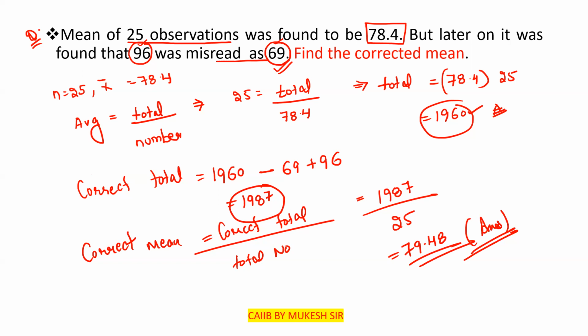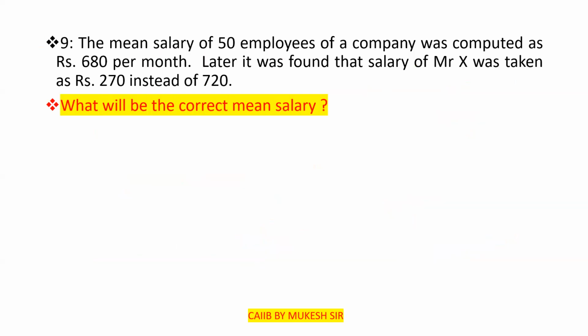Okay. Now move to the next point. This is also a similar type of question, but now there is a little more information given here, and on the basis of that we have to calculate the answer. So what it says is that the mean salary, that is the average salary, of 50 employees, that is N, of a company was computed at 680 per month. That is total upon 50. Please tell fast what is the correct answer of this question. Already we have discussed this type of question in the previous one.